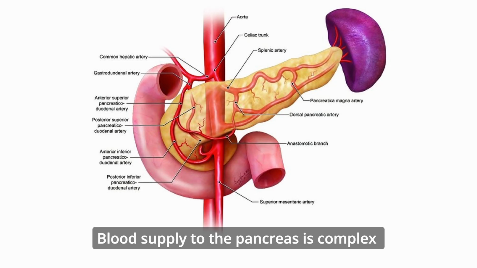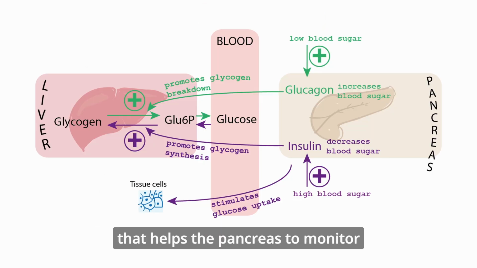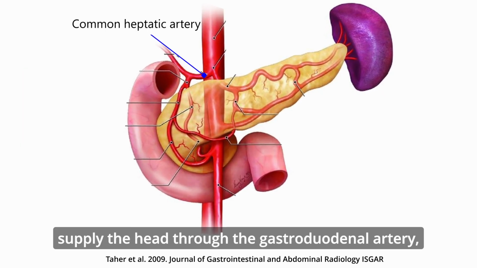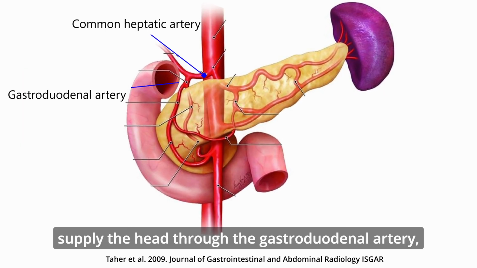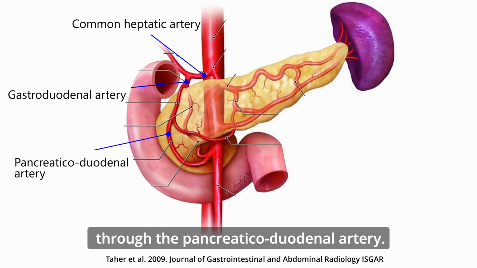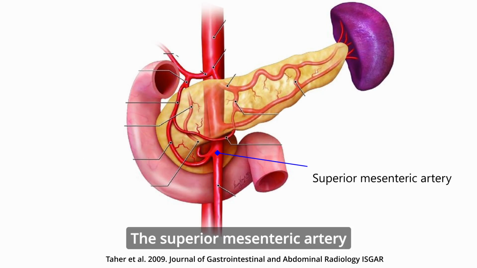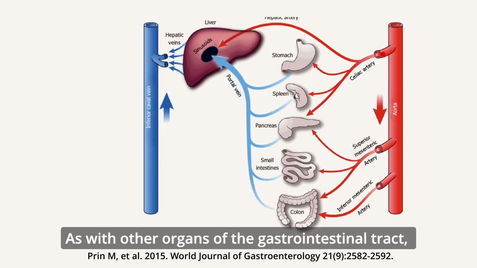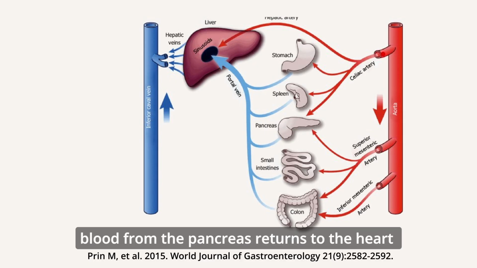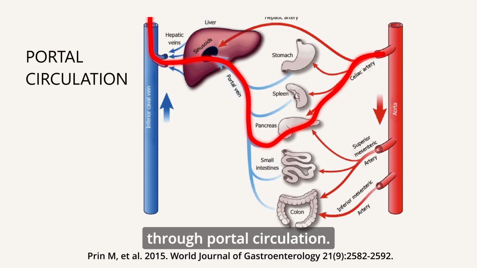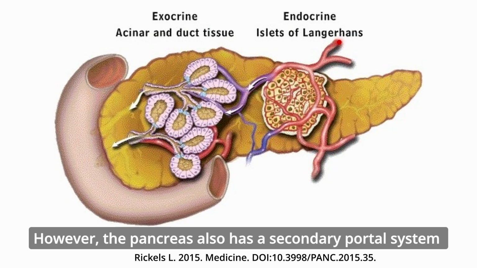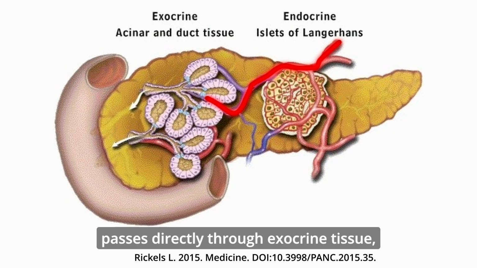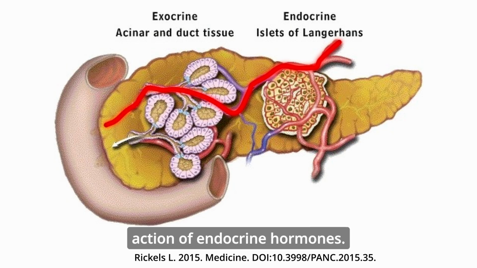Blood supply to the pancreas is complex and forms an anastomosing network that helps the pancreas to monitor blood glucose concentrations. Branches of the common hepatic artery supply the head via the gastroduodenal artery, and the uncinate process through the pancreaticoduodenal artery. The superior mesenteric artery also supplies part of the head, while the splenic artery supplies the body and tail. As with other organs of the gastrointestinal tract, blood from the pancreas returns to the heart through portal circulation. However, the pancreas also has a secondary portal system, in which venous blood exiting the islets of Langerhans passes directly through exocrine tissue, allowing direct local action of endocrine hormones.